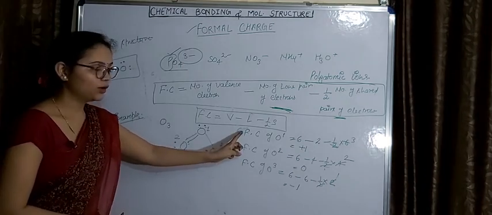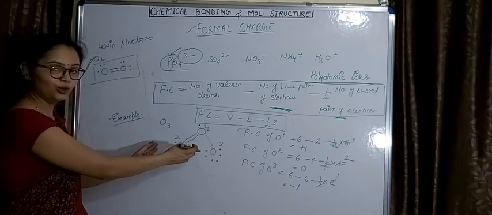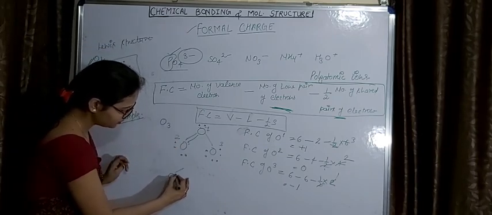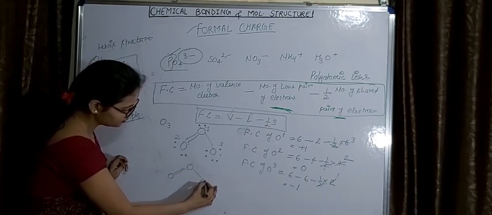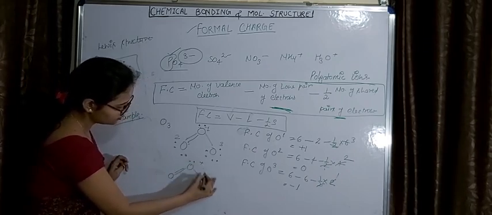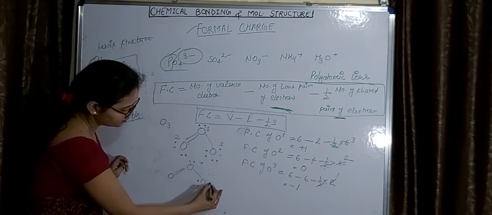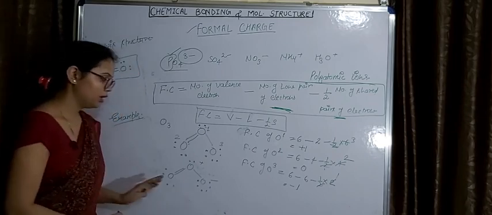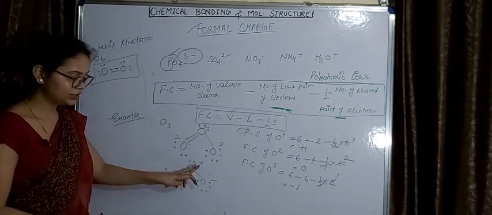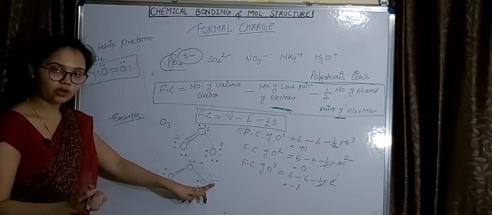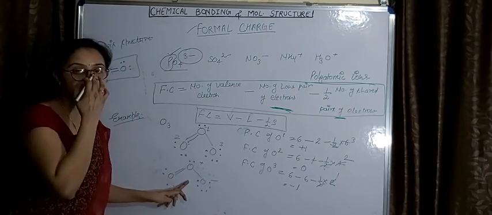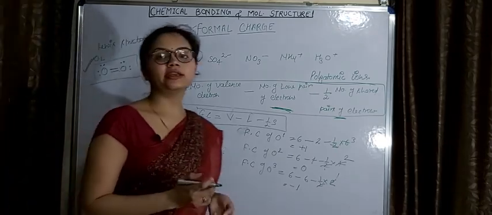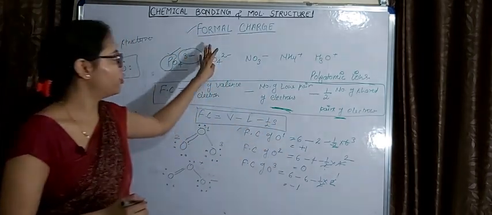After calculating formal charge we can write the Lewis structure of ozone like this, as it has plus 1 formal charge and it has minus 1 formal charge. So this is the Lewis structure of ozone after calculating formal charge. This is how we can calculate the formal charge.